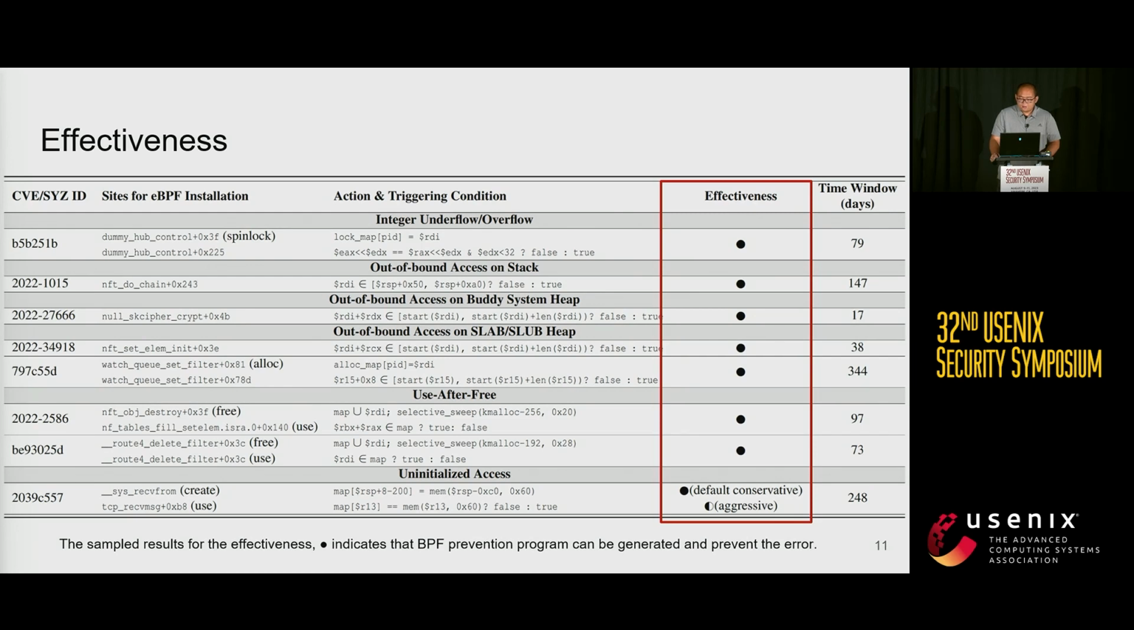We collect syzkaller reports and CVEs to evaluate our work. First, we evaluate the effectiveness, as shown in this sample result table. The black circle means that the BPF program can prevent the error and keep the kernel functioning after the prevention. The half black circle, as we can see at the bottom, means that under an aggressive prevention policy, even one single byte of uninitialized memory will be treated as uninitialization and skipped. It somewhat hurts the kernel functioning.